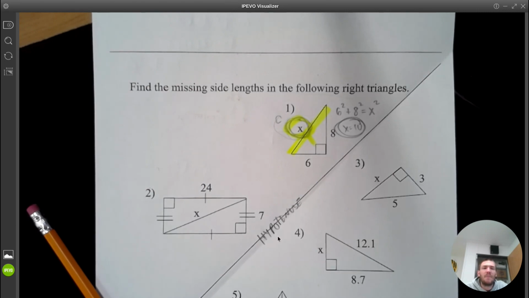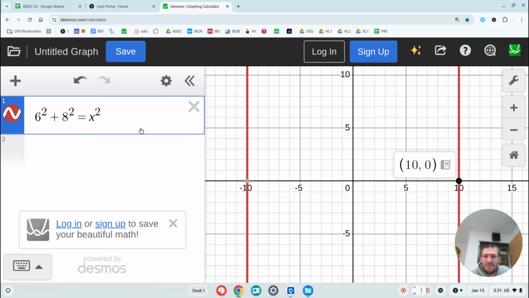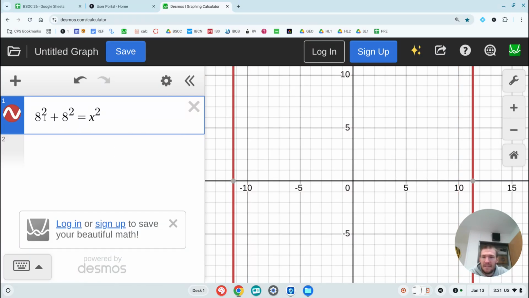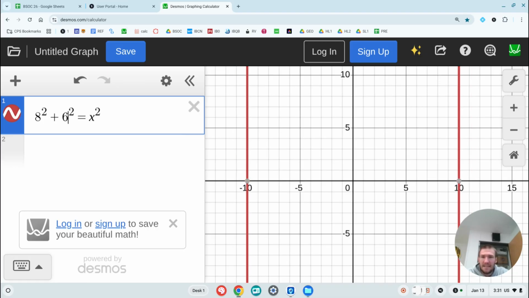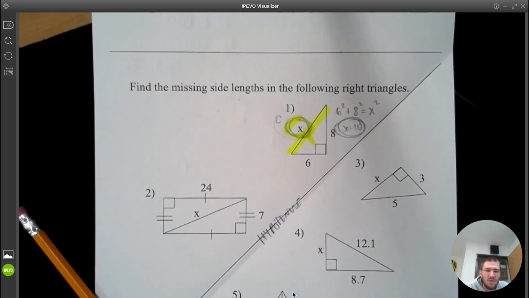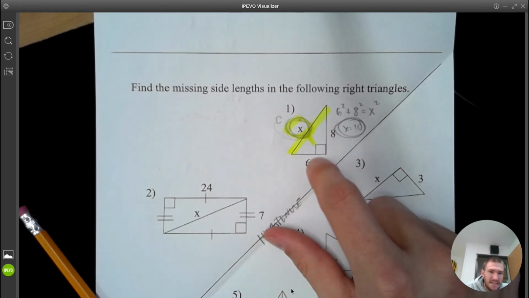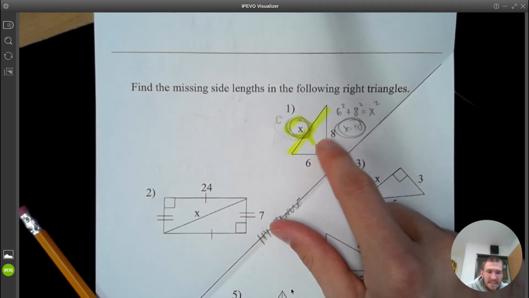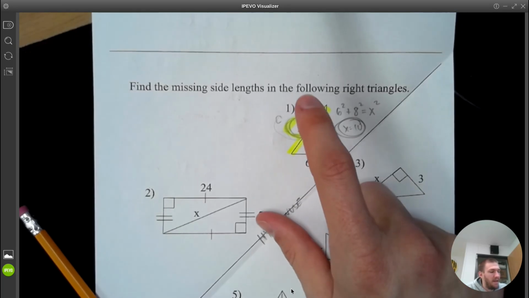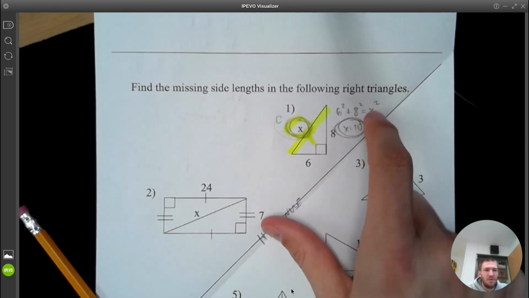Now, I just want to show you for just a second what happens if we change some stuff around. So first of all, I did 6 and 8. What happens if I make it 8 and 6? You can see it's still 10. So you're allowed to change the two that are not the hypotenuse. 6 and 8, 8 and 6, it doesn't matter. But this x has to be over here.